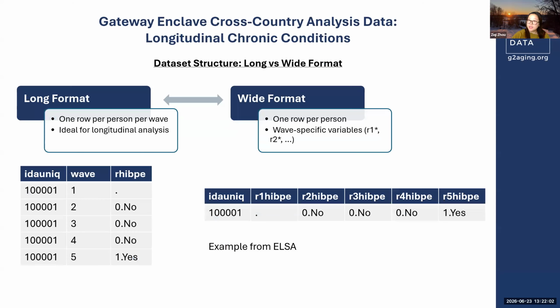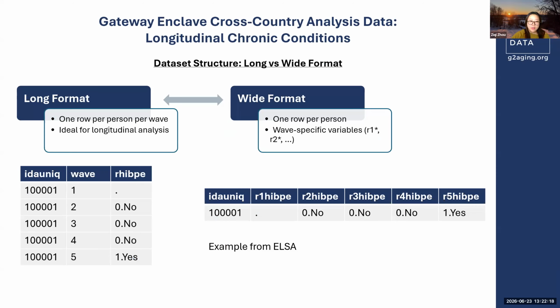The dataset is available in both long and wide formats. This slide shows an example from ELSA using the hypertension diagnosis variable. On the left is the long format, where each row represents one individual at one survey wave.